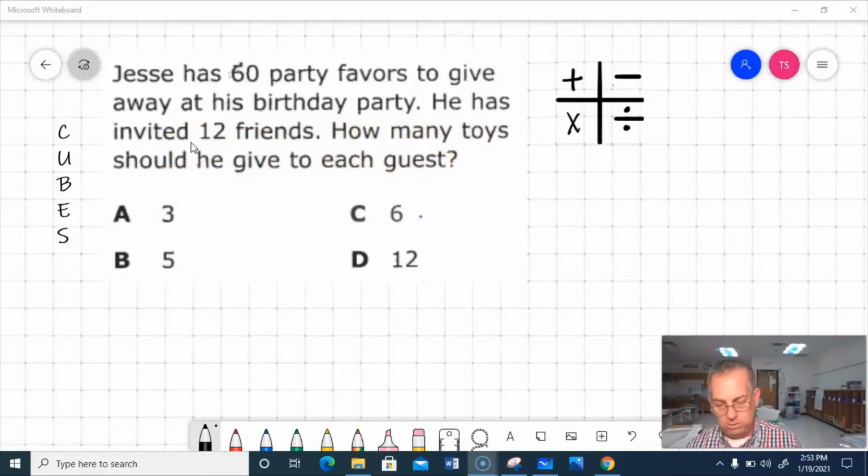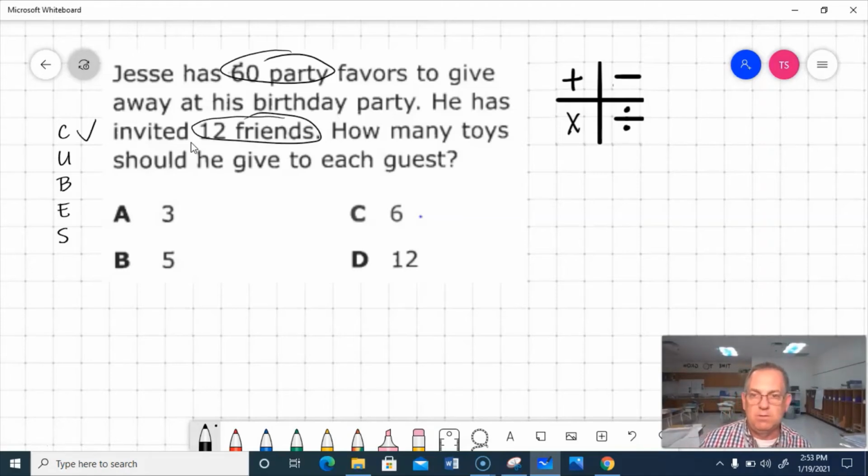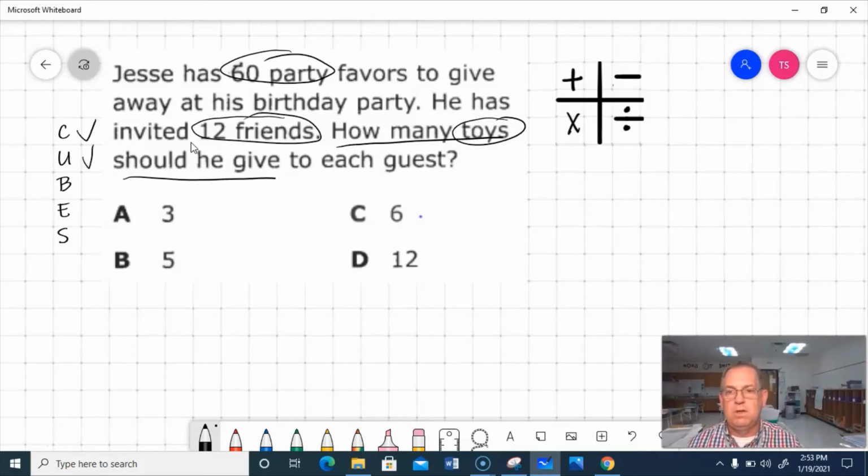So I'm going to cube this, just like I do all my problems, or most of them anyway. There's 60 party favors, and he invited 12 of his friends. And that's most of the stuff that we need to know on this. And I'm trying to find out how many toys. So I'm going to underline the question. How many toys should he give to each of his guests?